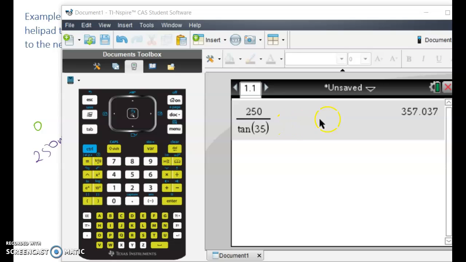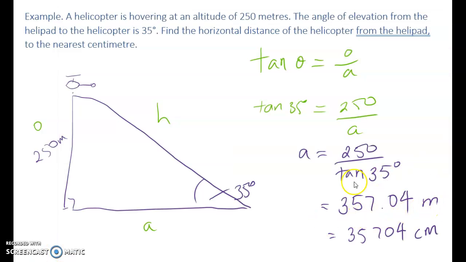Okay, so there's our answer. It's 357 meters and 0.037. We've got to do it to the nearest centimeter. So it'll be 357.04. Okay, so that answer was in meters, and you can see I just converted it to centimeters there. So 35,704 centimeters.